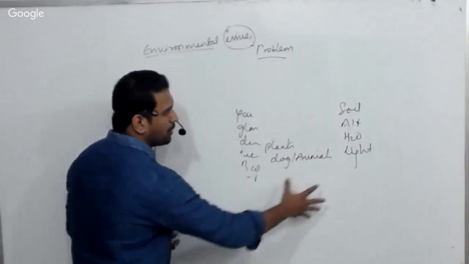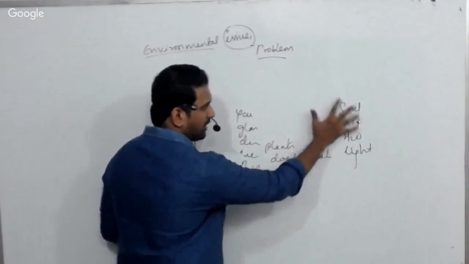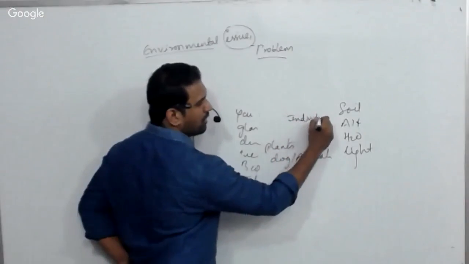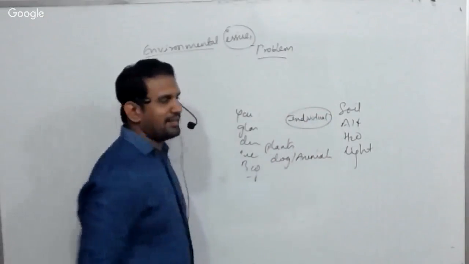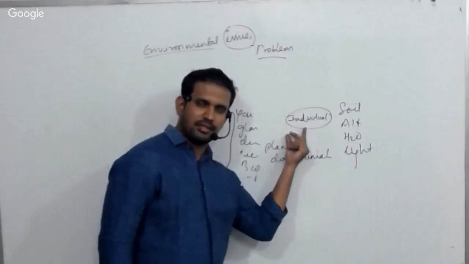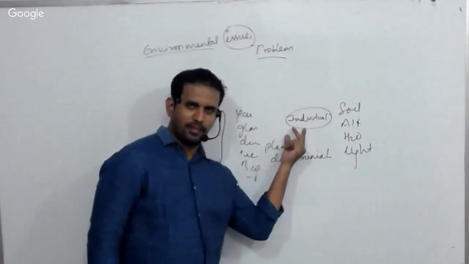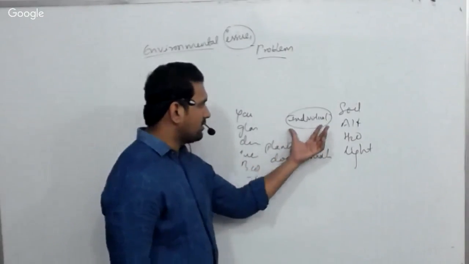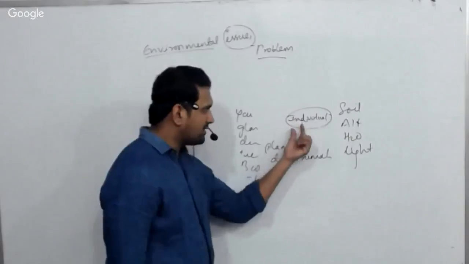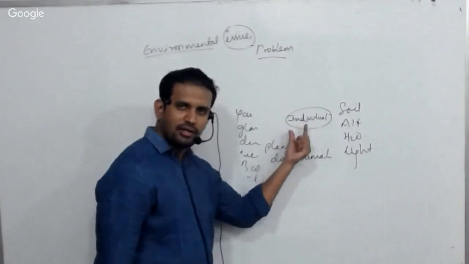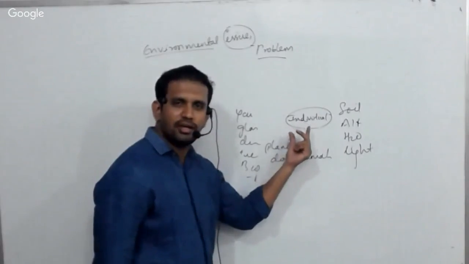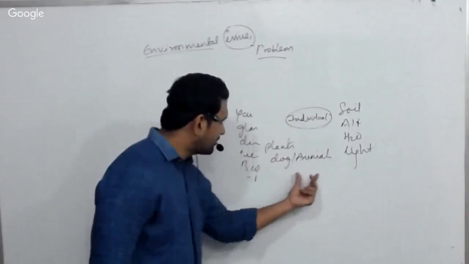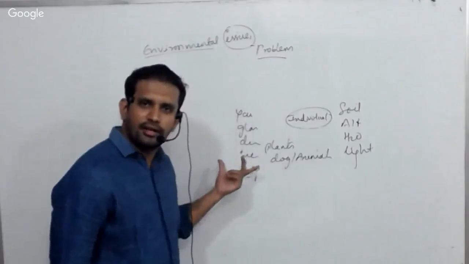The sum total of all these things surrounding an individual is its environment. Fine. Okay. This individual is deriving or satisfying its needs, or fulfilling its needs, from the various things which are surrounding it. Right or wrong?